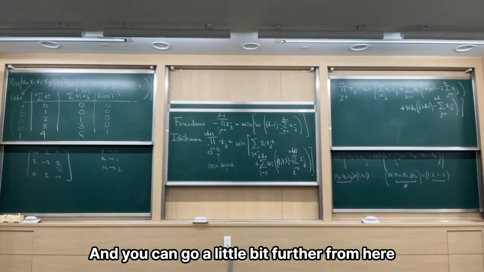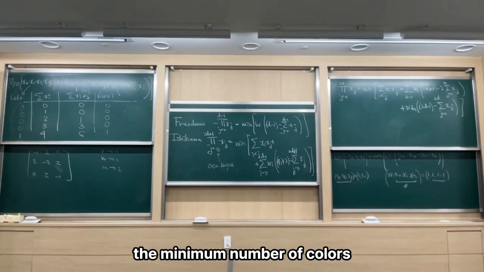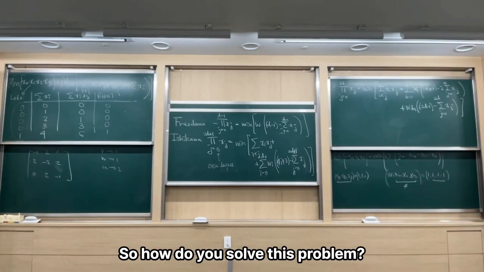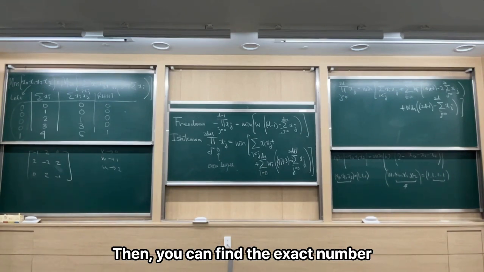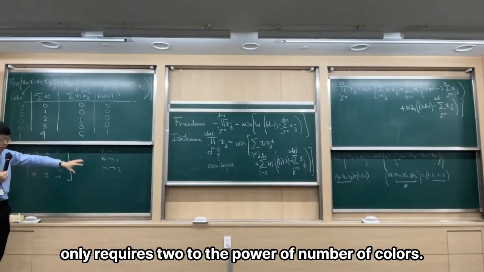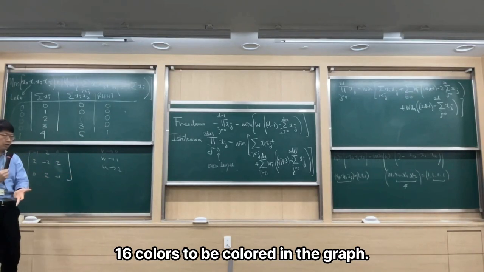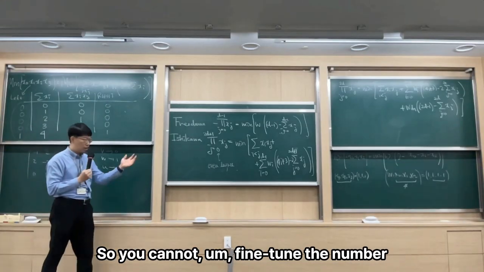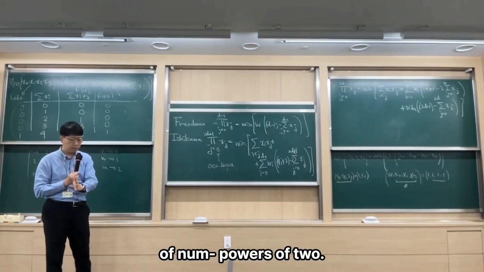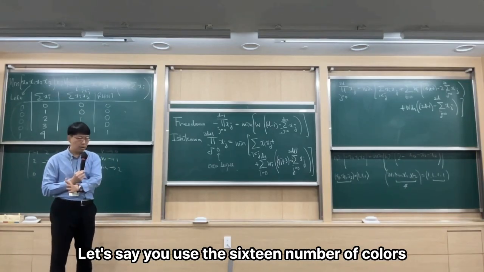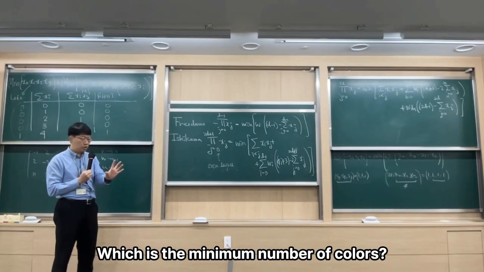And you can go a little bit further from here, and this is just an idea: what if you want to find the minimum number of colors you can color the graph with? So how do you solve this problem? Or maybe you have to set up a different target function. Then you can find the exact number. But this setting only allows 2 to the power of the number of bits, so either 2, 4, 8, 16 colors to color the graph. So you cannot fine-tune the number of colors between these powers of 2. So let's say you use 16 colors to color the graph. You don't know whether the minimum is 7 or 8 or 9, 10, 11.